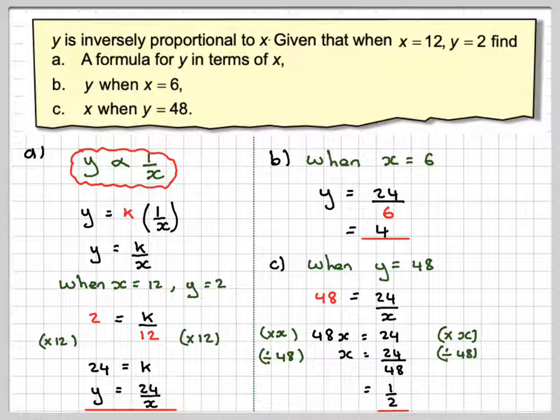So this has been a video to show you how to do inversely proportional variation.